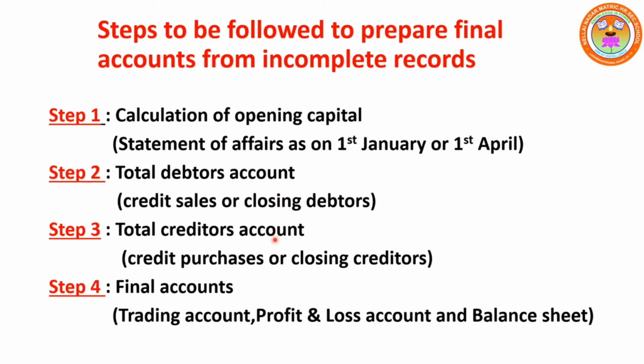Move on to step 3, total creditors account. Check the question. Credit purchases, closing value of creditors, both need to be checked in the question. We can skip this step? So closing creditors is available in the question. Year end value 4,20,000, creditors value given in the question.